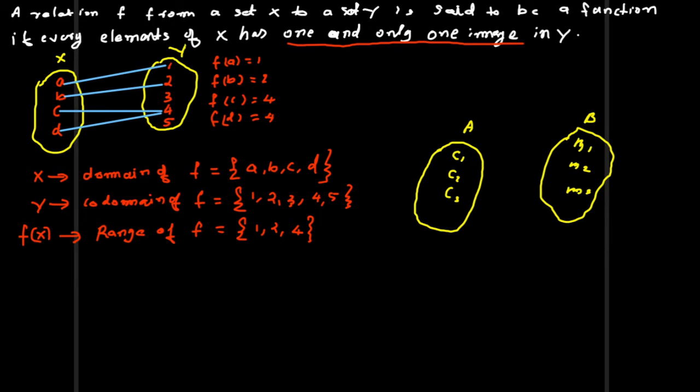Okay, then we can take the relation. We know that in real life each child has only one mother. So C1 maps to M1, C2 maps to M2, C3 maps to M3.